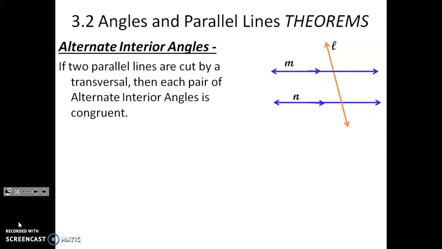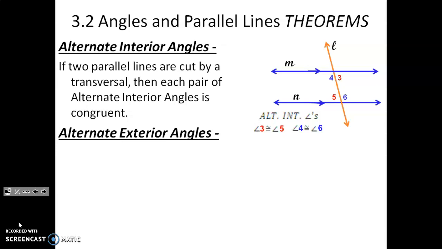Alternate interior angles. You'll see the alternate interior angles are, again, the same color, so they're going to be congruent to each other. Remember, interior are in between the 2 lines that are parallel to each other, and then they alternate. They're going to be on opposite sides of the transversal, so they're on opposite sides of line L in this case.